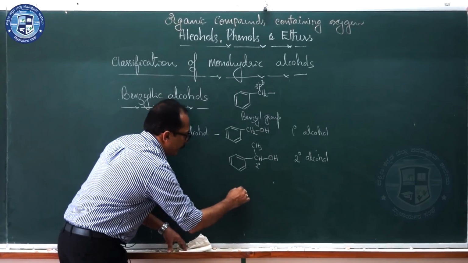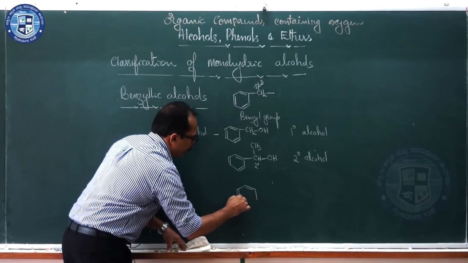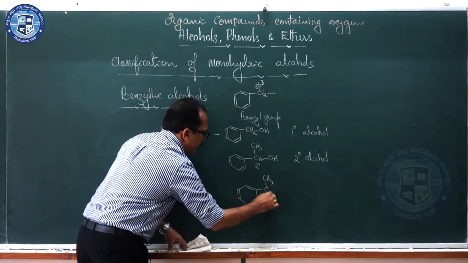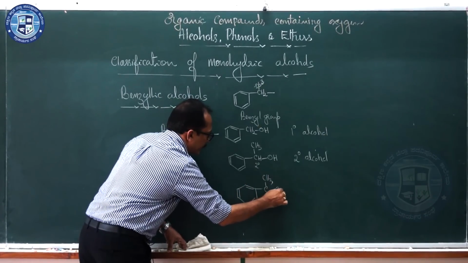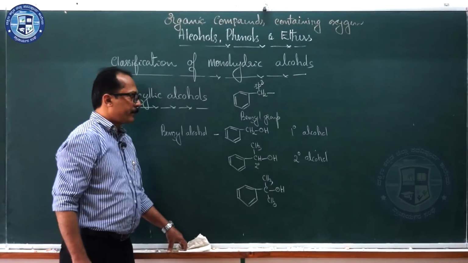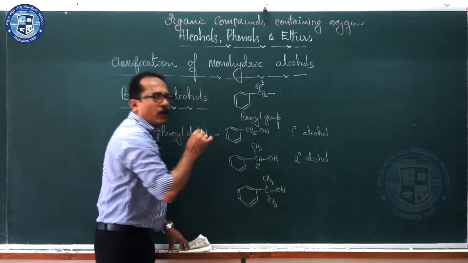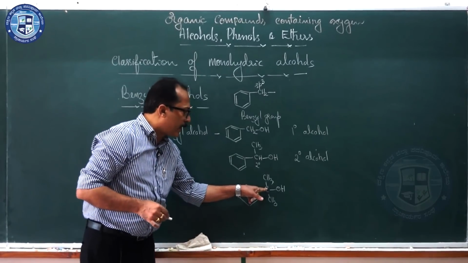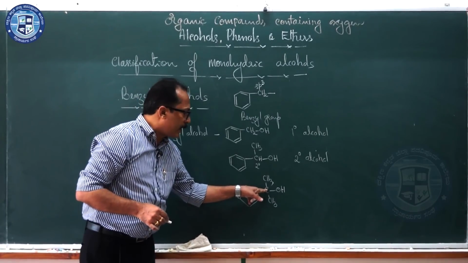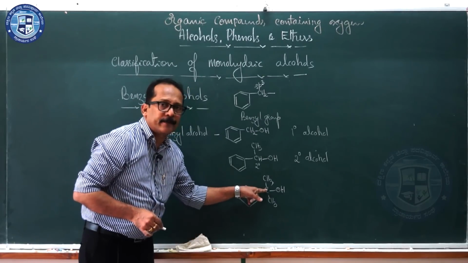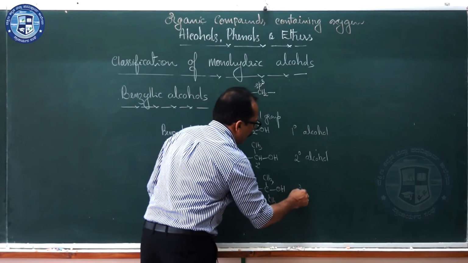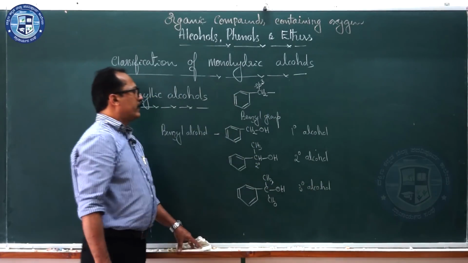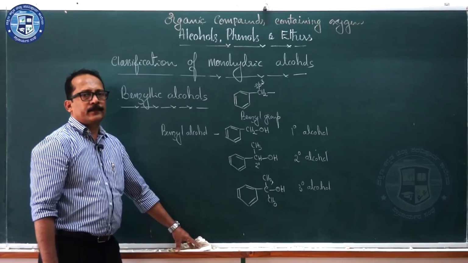One more example, with CH3 groups and OH. Here OH group is attached to sp3 hybridized carbon atom, and the nature of the carbon atom is tertiary. So it is an example for benzylic tertiary alcohol.